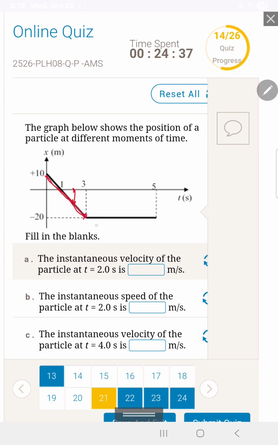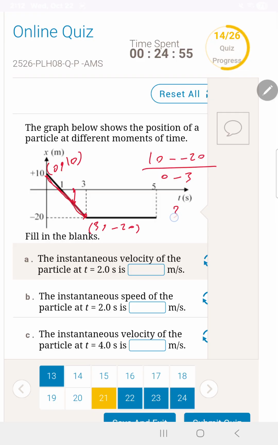So here you have 3, negative 20, and 0, 10. Now you do the formula of the slope. So here we do 10 minus 20 divided by 0 minus 3, and that will be 30 divided by negative 3, that will be negative 10. So here negative 10 meters per second.